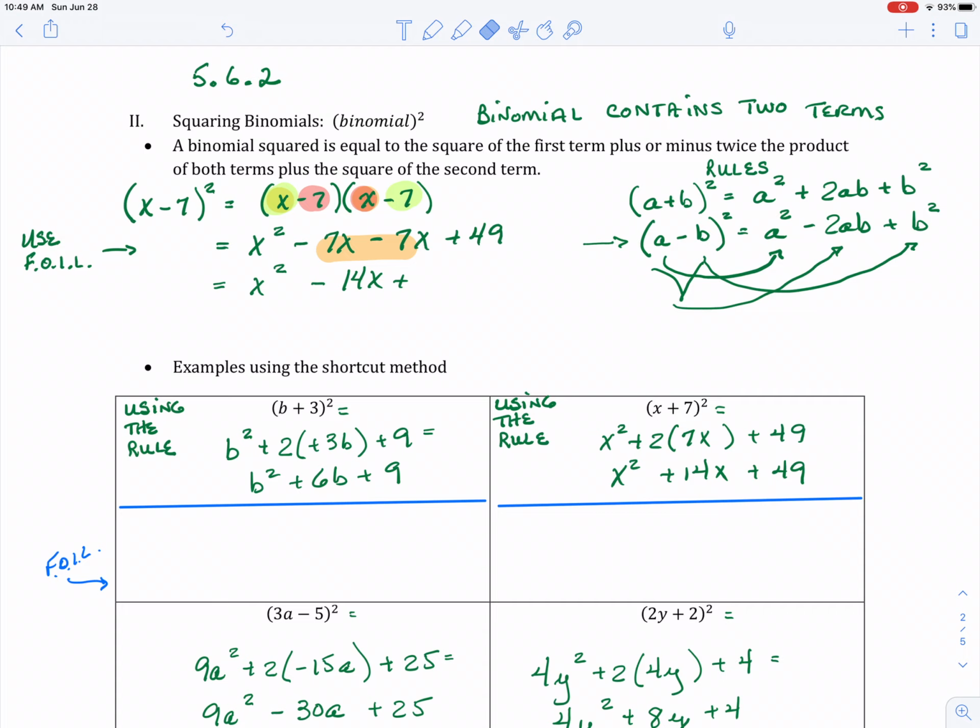Oops, and I see a mistake back over here. That should be a 49. For some reason, I wrote 47.